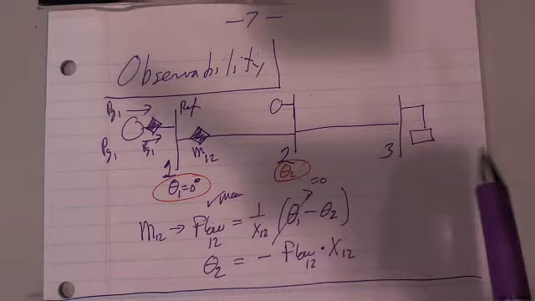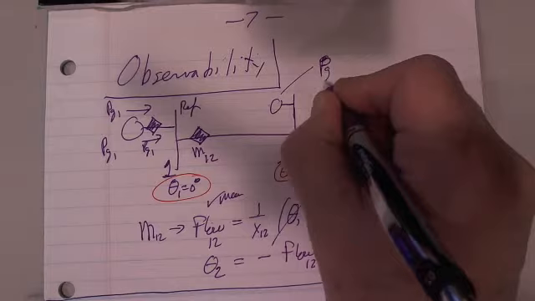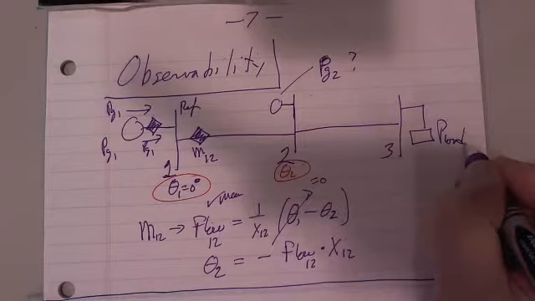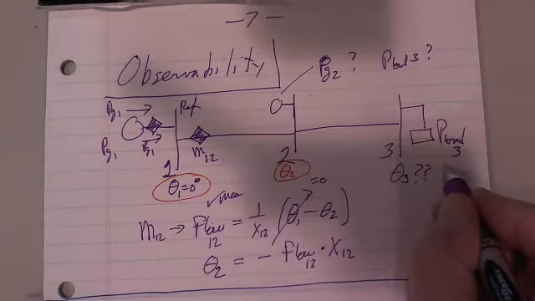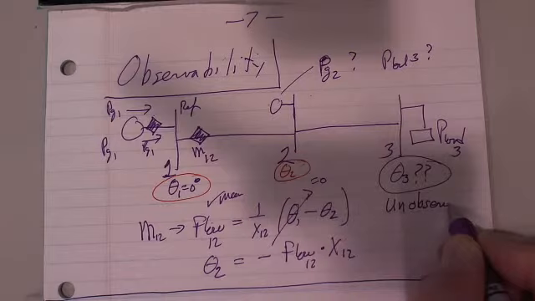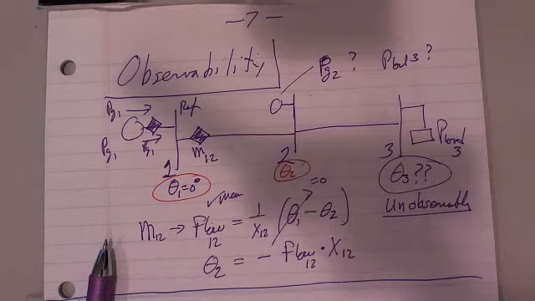However, I don't know PG2. I don't know, and PLOAD, let's say PLOAD3, I don't know. And therefore, the worst part about this is theta 3 is completely unknown. So we say it's unobservable. I can't determine the value of theta 3 because I don't have enough measurements.